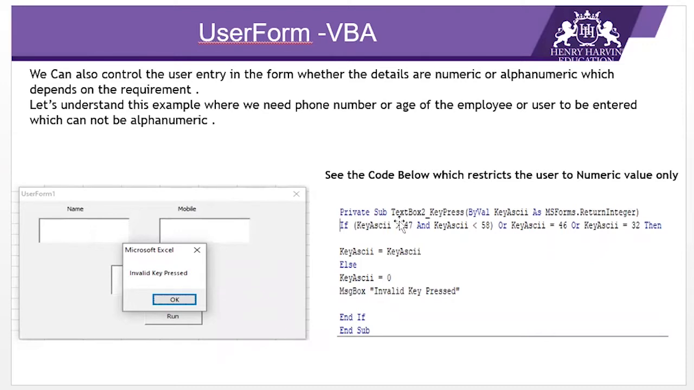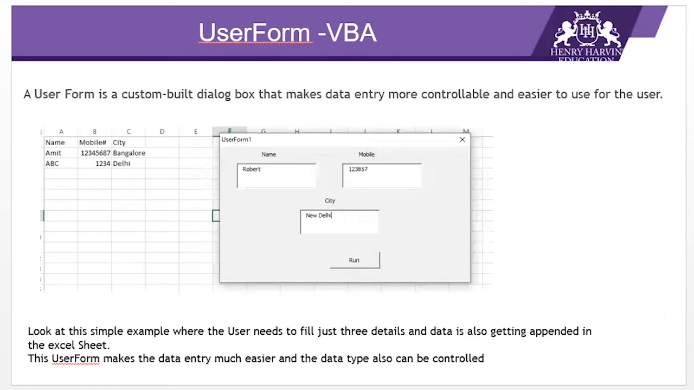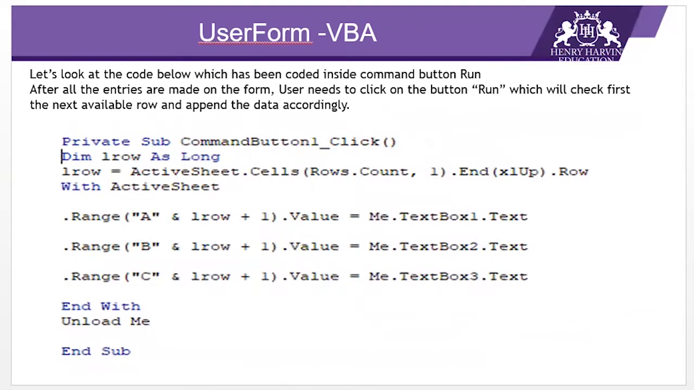I hope you got a brief idea about how to build the user form. Why do we need to build this form? Just to make data entry more controllable and make the process more optimized, or error free, you can say. So let me walk you through faster. This is the user form which we are going to build today, and we will be restricting the user to numbers only. And this is the code, very simple actually.